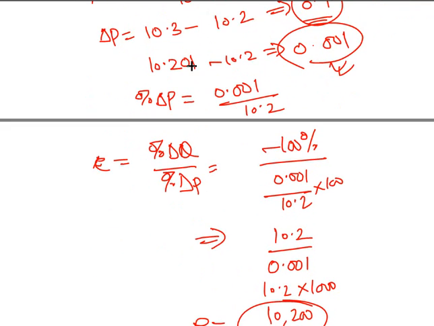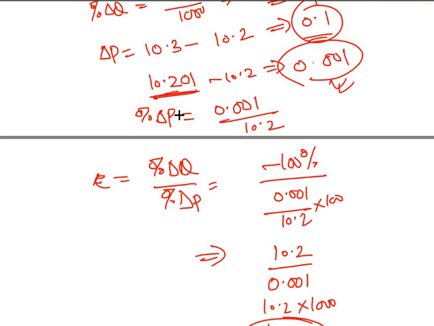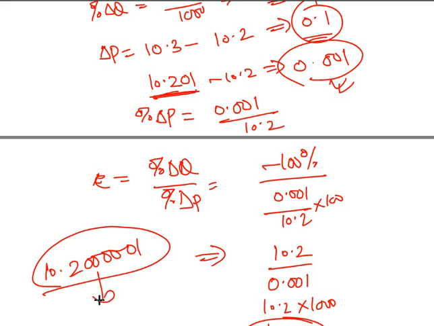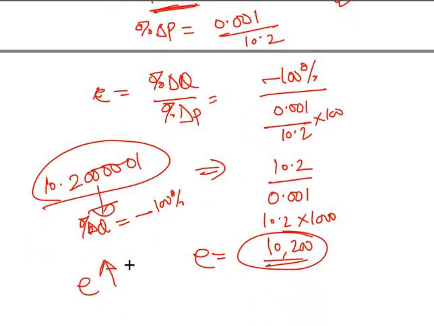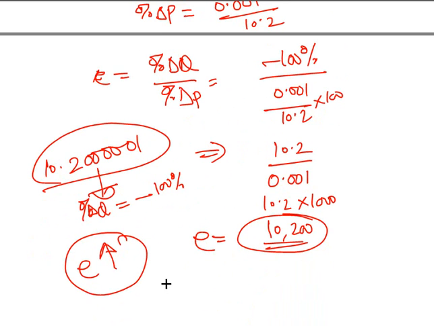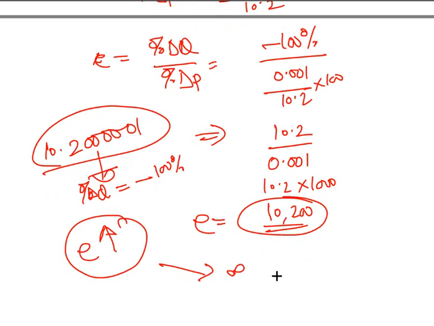But note that we took only 10.201. Even if you make the price 10.20001, still you will not be able to sell anything. So the percentage change in quantity will still be minus 100%. So what will happen to the elasticity? It will become more, right? So theoretically the elasticity would be infinite, because even if you change the price by a very small amount, there will be no sale. So what we say is, the change in the price moves to 0.